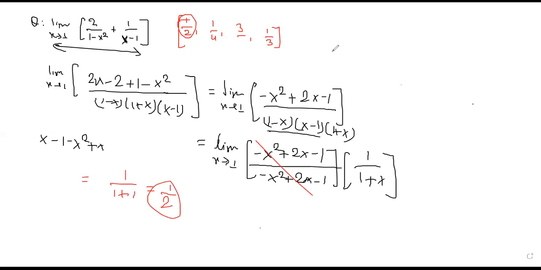Okay. Got it? So this is the basic part of the limit, in which we have discussed how to find LHS and RHS, and how to solve any problem by the factorization method. Okay. Thank you. Write down fast.